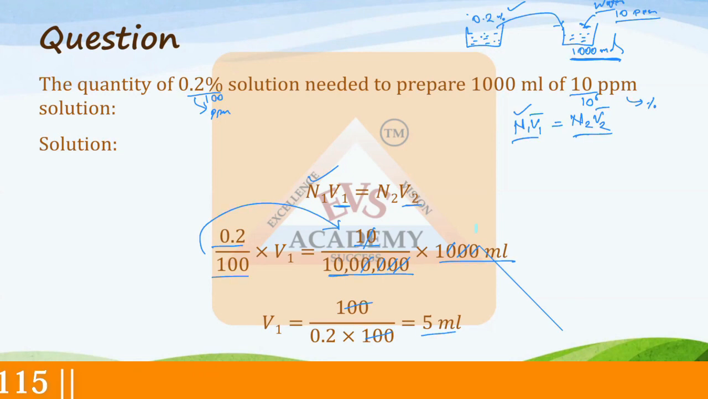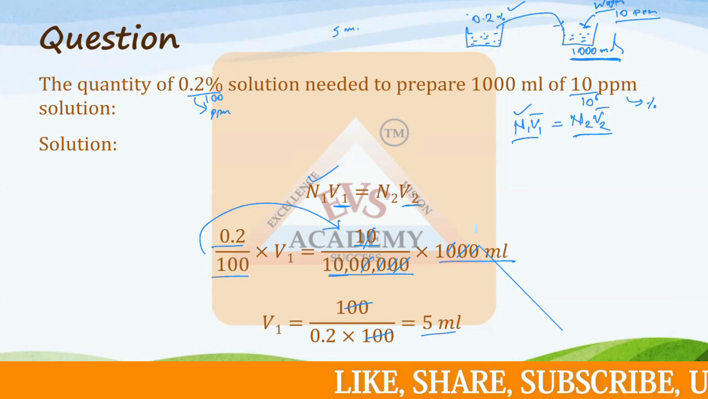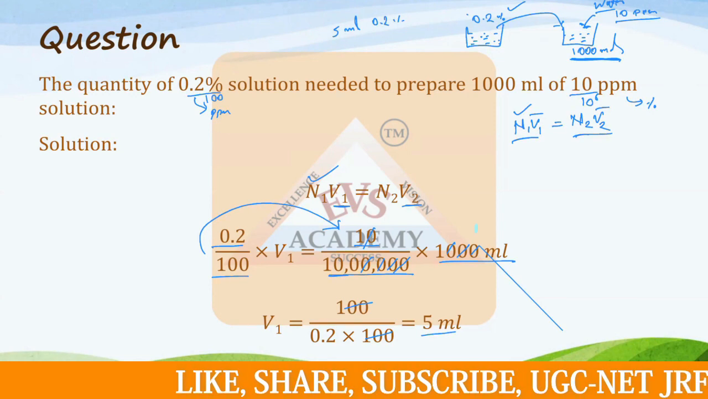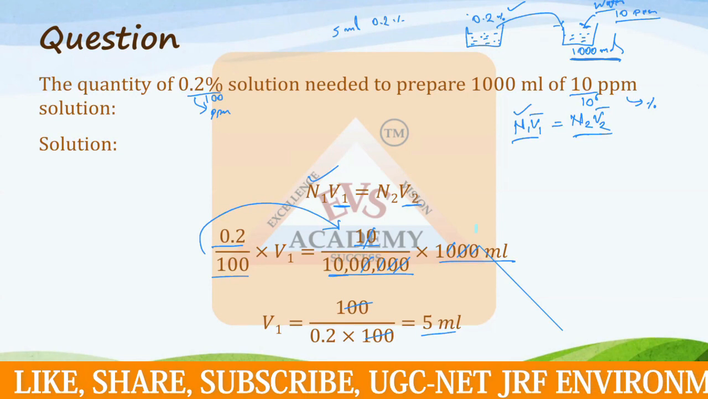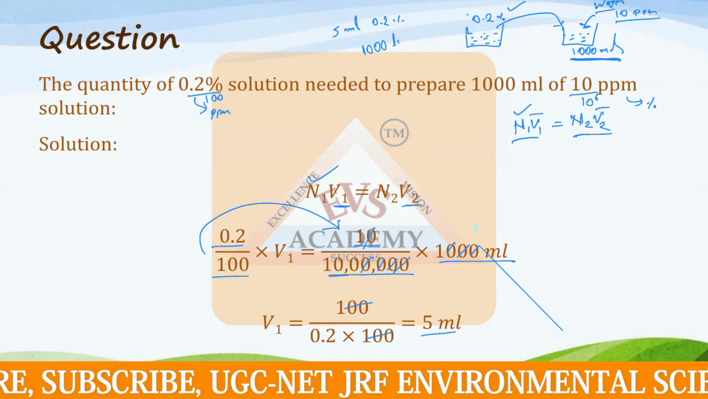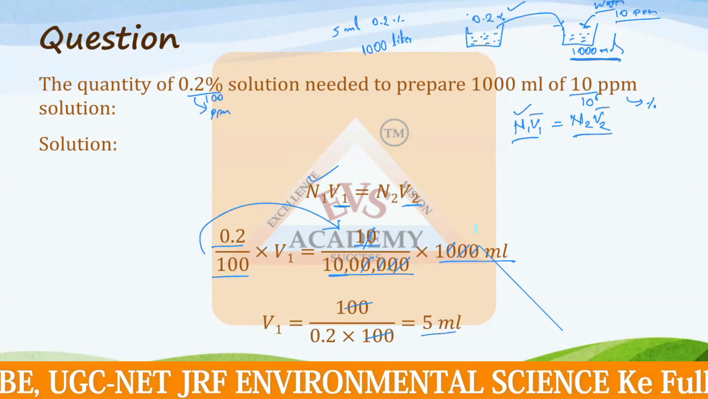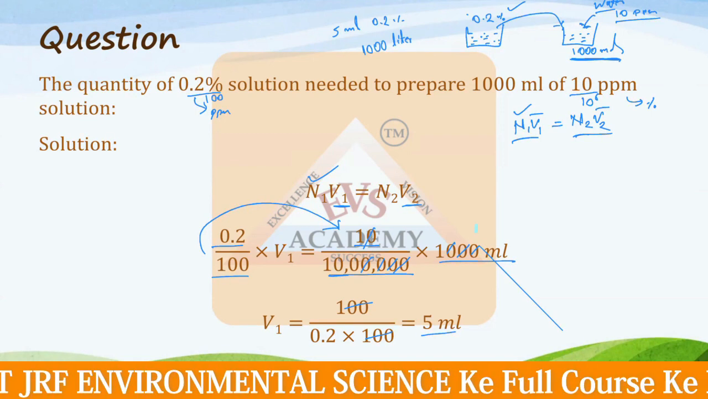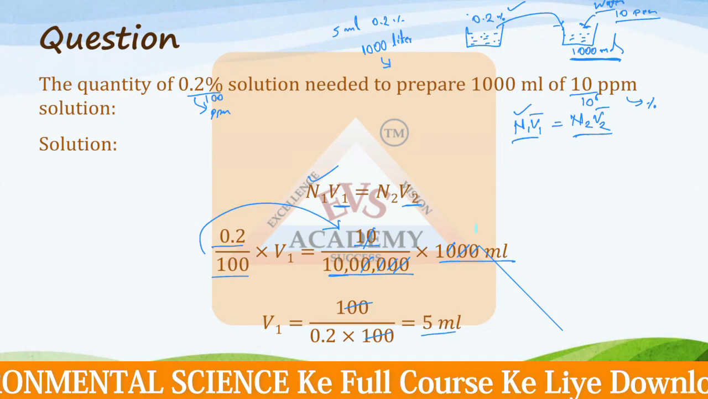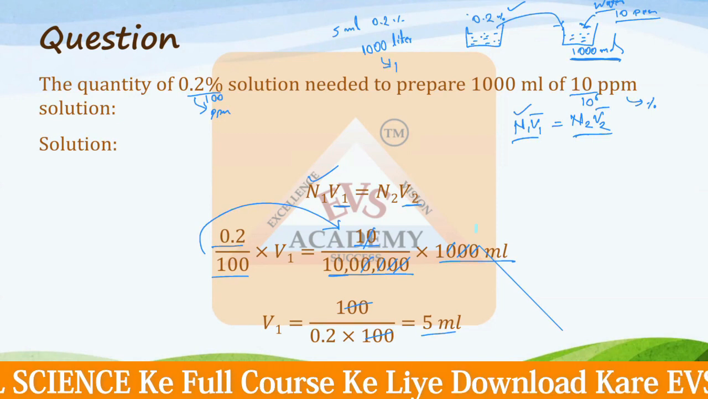So 5 ml. It means that if I take 5 ml of 0.2% solution and dissolve it in a 1000 ml volume of the solution or water, whatever you have, the new concentration of this new solution will be 10 ppm.